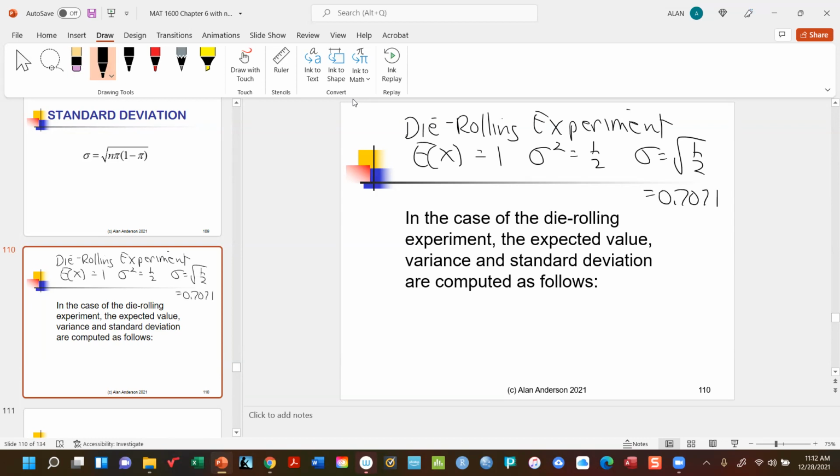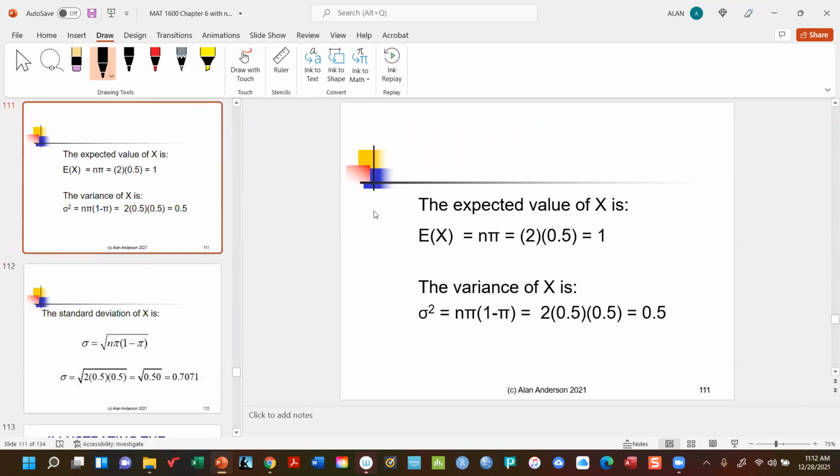So what we're going to do now is confirm these with the binomial shortcut formulas. Before, we used the full version of those formulas. Now we're going to use the shortcuts. So if you recall, for this die rolling experiment, there were 2 trials, and the probability of getting an even number is a half. So look at this, expected value is 1. Look how easy that is. Multiply them together and you're all set.